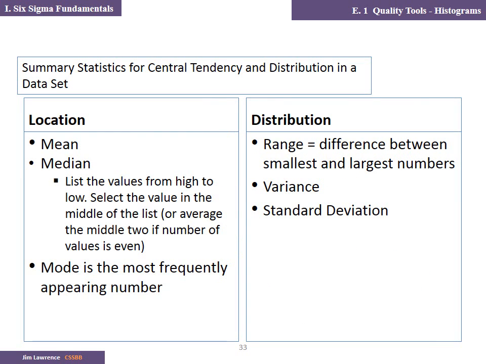Now, summary statistics from samples. There are 2 basic qualities we want to look at in a sample: its central tendency and its distribution. The central tendency, or the location statistics, give us the mean, the median, and the mode, where the median is the middle value where half the numbers are above and half the numbers are below. The mode is the most frequently appearing number. With respect to the distribution of a data set, we have the range, which is the difference between the smallest and largest numbers, the variance, and probably the most used indicator of distribution, standard deviation.